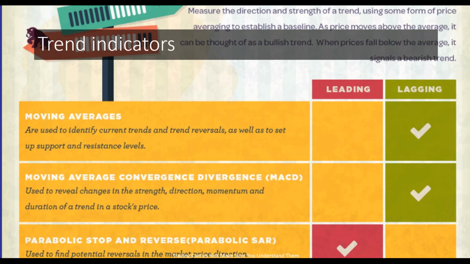So remember, trend indicators measure the direction and strength of a trend. We should always be aware of how strong that trend is moving. As price moves above its average, it can be thought to be a bullish trend. When price falls below its average, it signals a bearish trend.